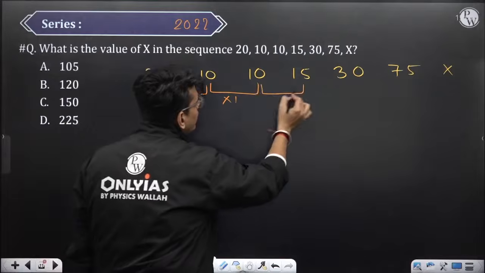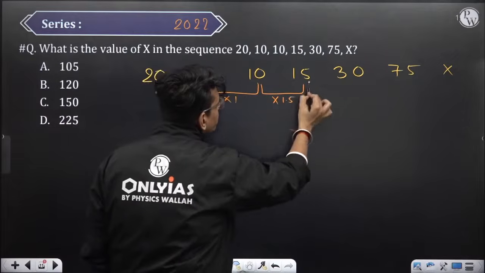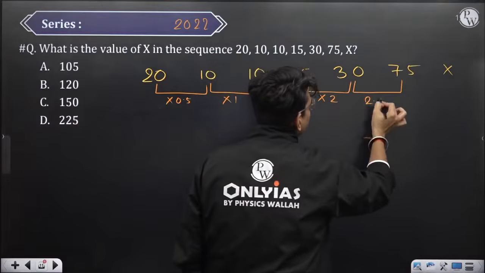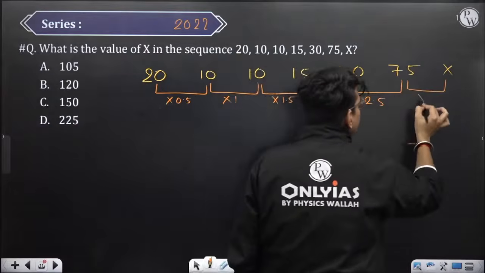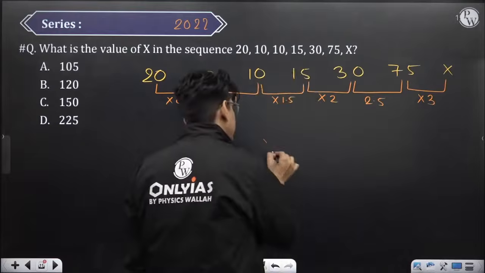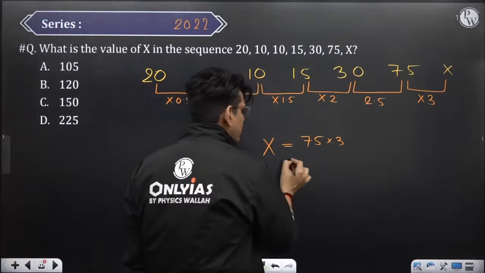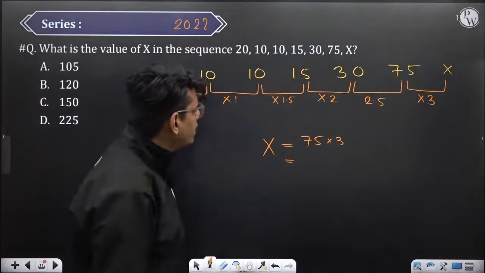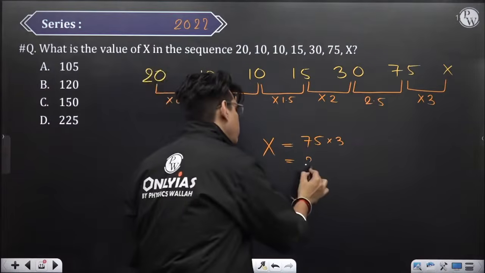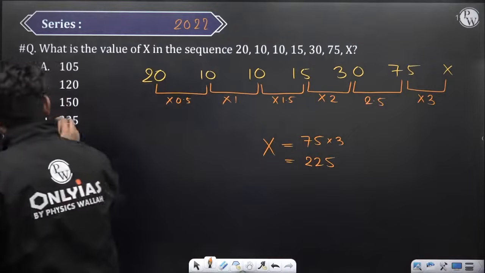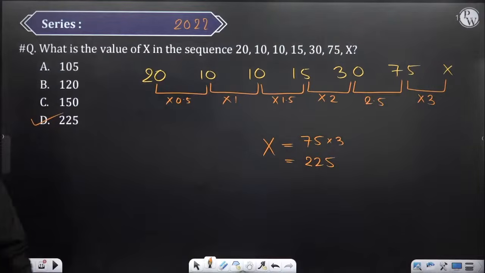This is into 1.5, this is into 2, this is into 2.5, so the next will be into 3. So x is nothing but 75 into 3, which is 210 plus 15, so this is 225. X is 225. So the answer is D. This is very simple.